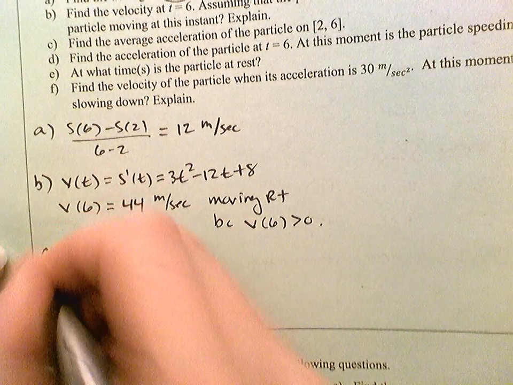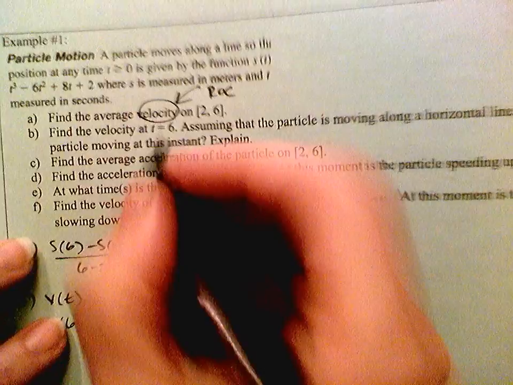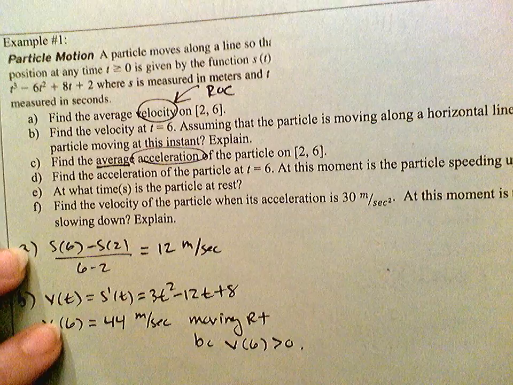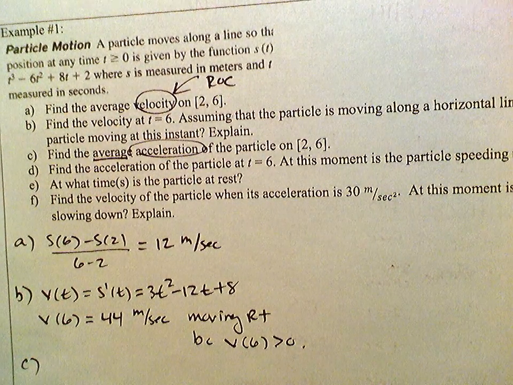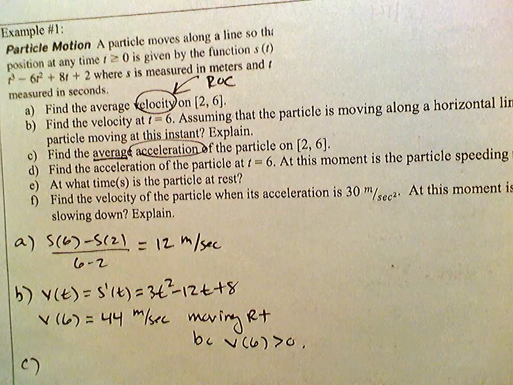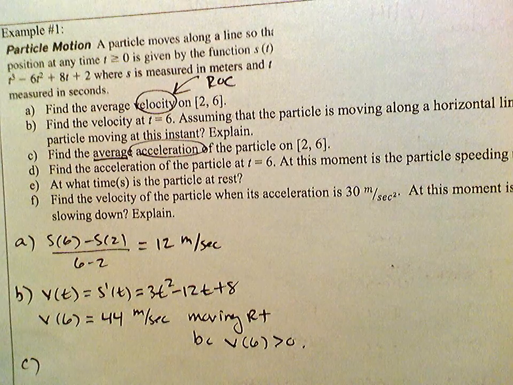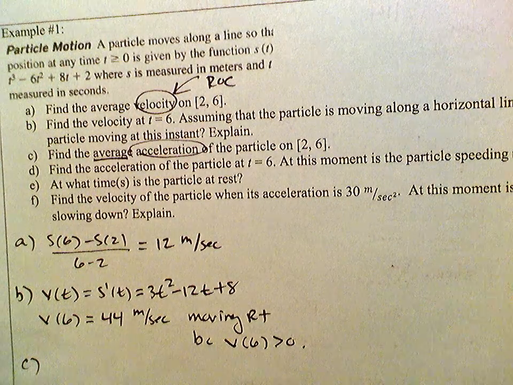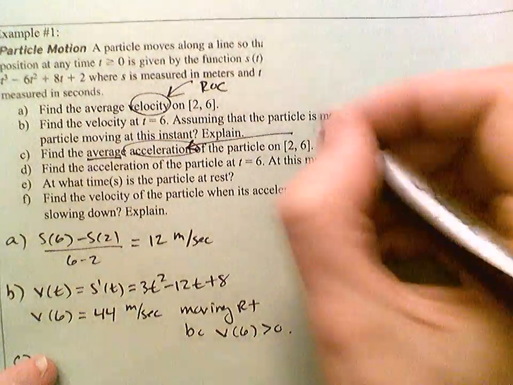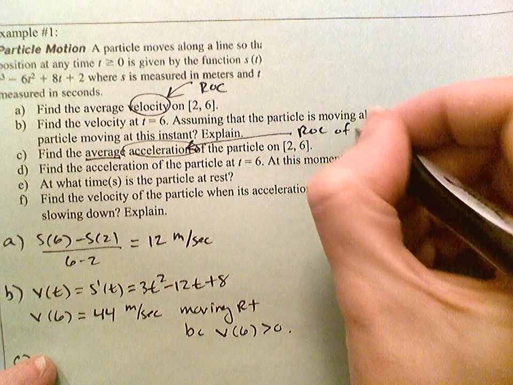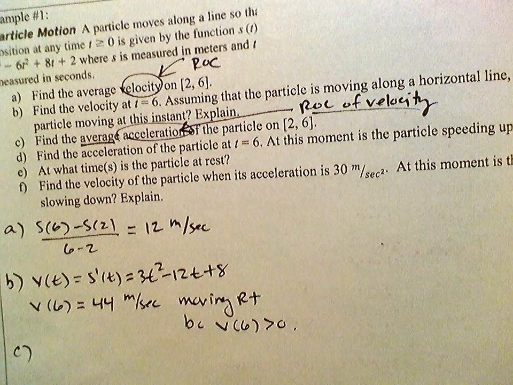Part C. Find the average acceleration of the particle on 2 to 6. Guys, acceleration is a second derivative. So acceleration is the second derivative of the position function, but it's also the first derivative of the velocity function. So acceleration, that's the rate of change. Maybe you do this for your notes. I know it's a little messy, but this is the rate of change of velocity. So they want the average rate of change of the velocity.